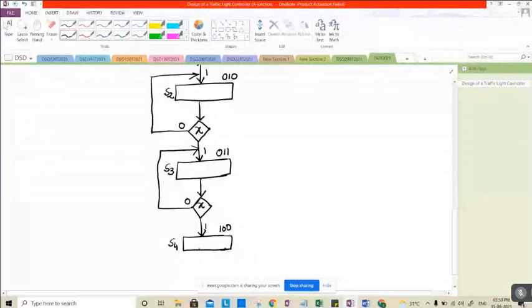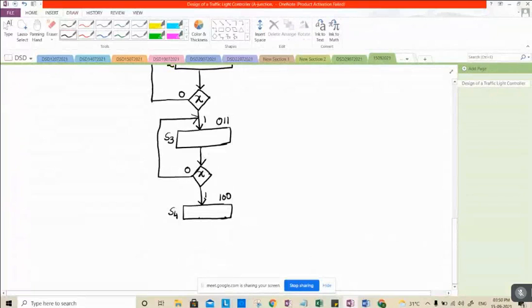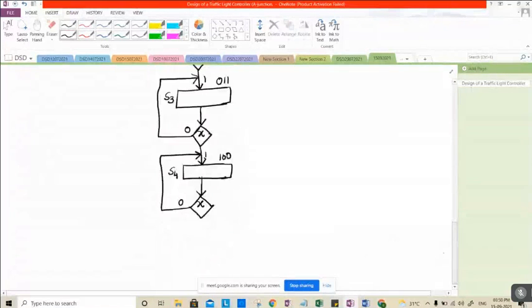Again, depending upon the value of x: if x is equal to 0, get back to the S4 state. If x is equal to 1, please move to the next state, which is S5 state.